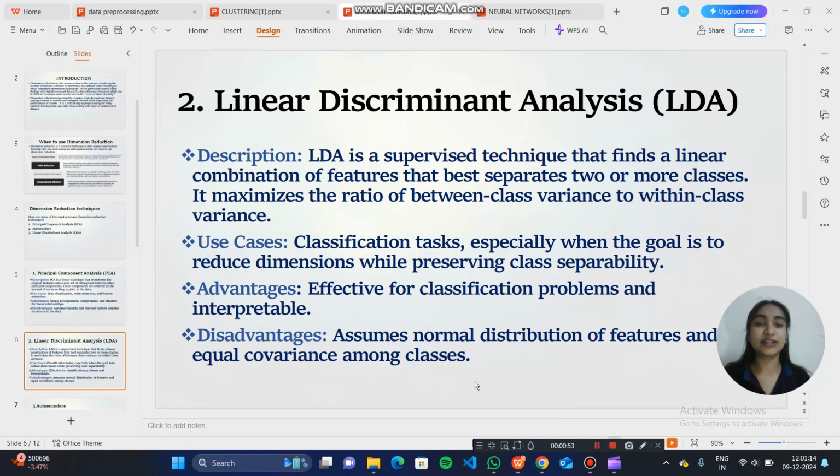Second, linear discriminant analysis. LDA is a supervised technique that finds a linear combination of features that best separates two or more classes. It maximizes the ratio of between class variance to within class variance. It is used for classification tasks, especially when the goal is to reduce dimensions while preserving class separability. Its advantages are that it is effective for classification problems and interpretable. Its disadvantages are that it assumes normal distribution of features and equal covariance among classes.